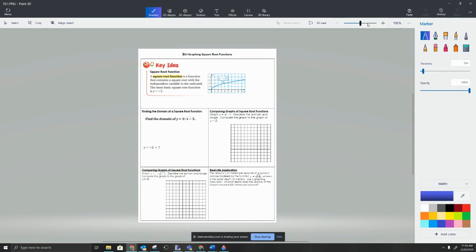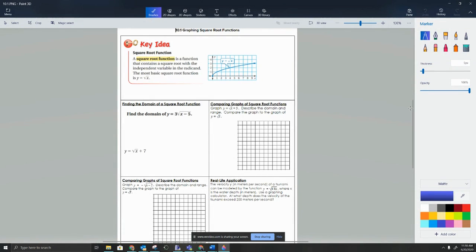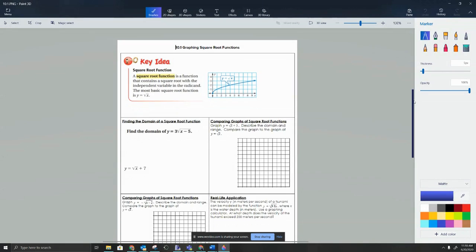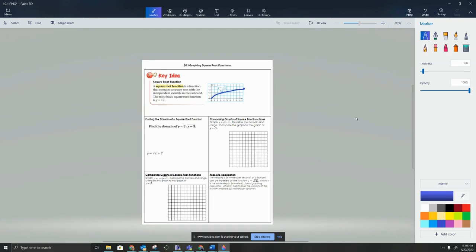So 10.1, in Unit 10, we're going to be looking at square root functions and maybe some other stuff. I don't remember. So this is what a square root function graphs as. We basically see a curve that increases at a decreasing rate. And notice that this line starts at (0, 0). There's a reason for that.